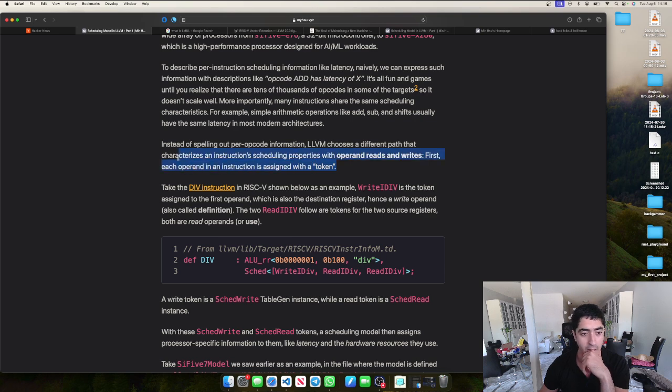Oh, I see. Instead of spelling out per-opcode information, LLVM chooses a different path that characterizes an instruction's scheduling properties with operand reads and writes. So LLVM assigns the instruction scheduling with some operand reads and writes, and each operand is assigned a token kind of label, so you can probably schedule it better. You can make it in tune with other instructions.